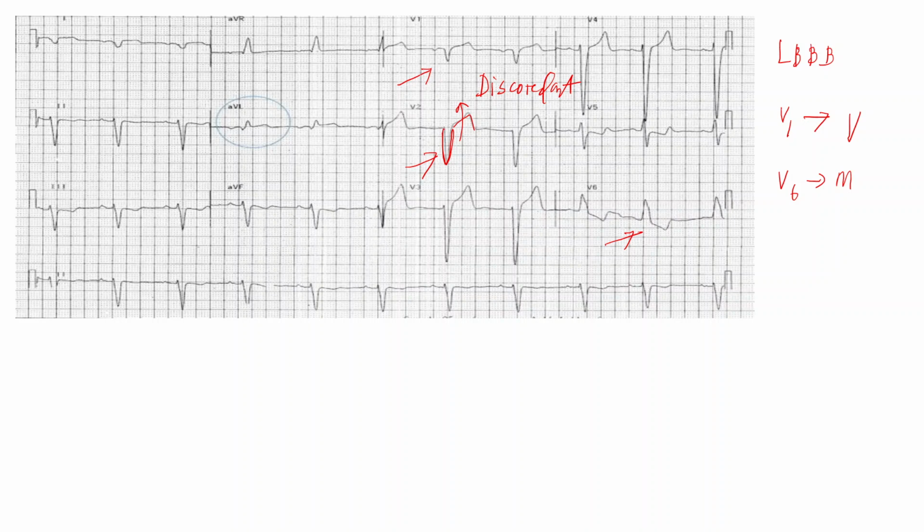I think in aVL they want to show it. You can see there is a positive QRS complex along with the ST elevation. So this is concordant, and this is discordant. Now for MI, concordance is important. Concordance is more specific. That's why concordance has been given more points.